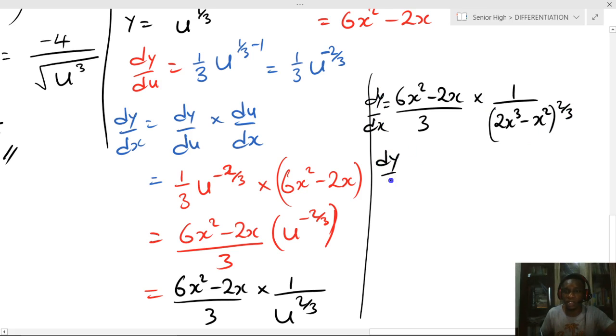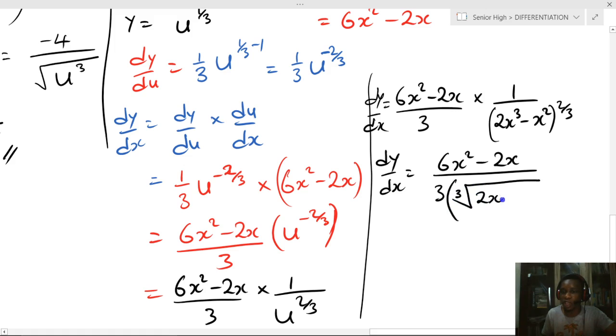So our dy dx continues. We can continue this as 6x squared minus 2x over 3. Remember, this will be the cube root. So I can put it as the cube root of 2x raised to the power of 3 minus x squared, and then remember this is carrying a power of 2, so I can put this all raised to the power of 2. And that is my final answer.